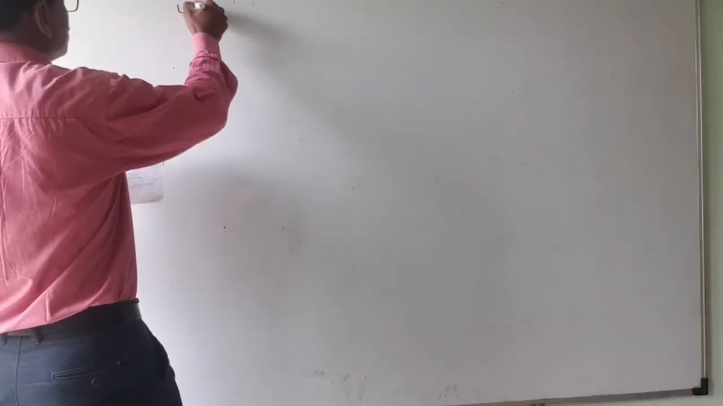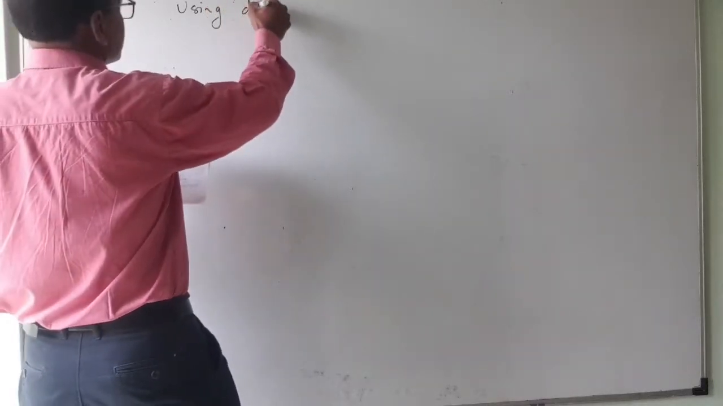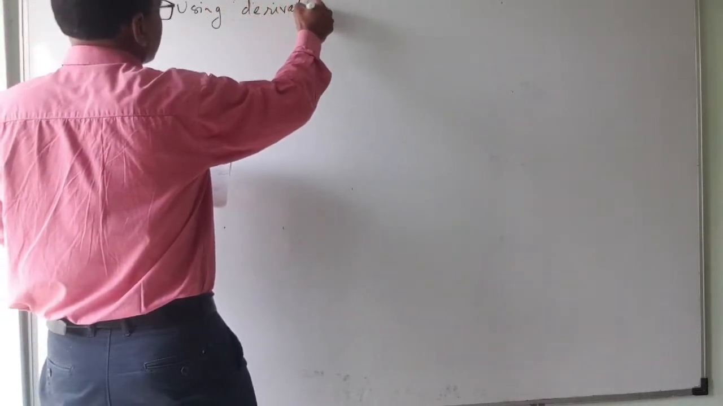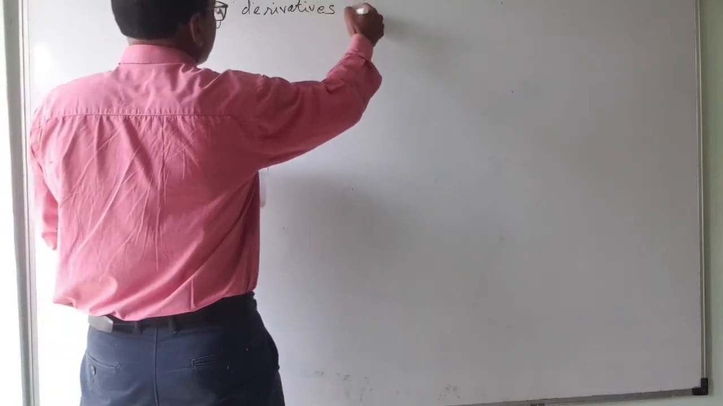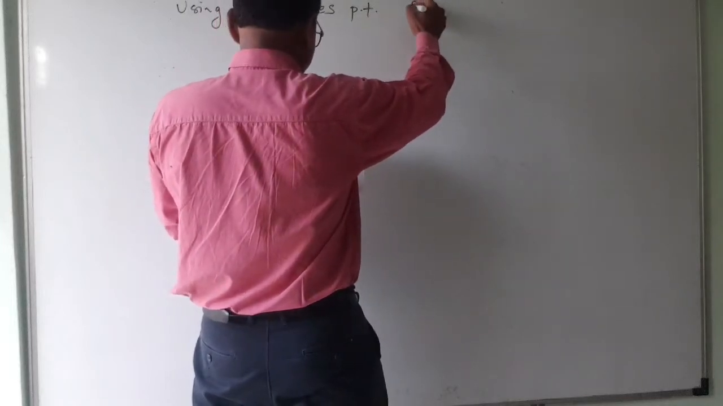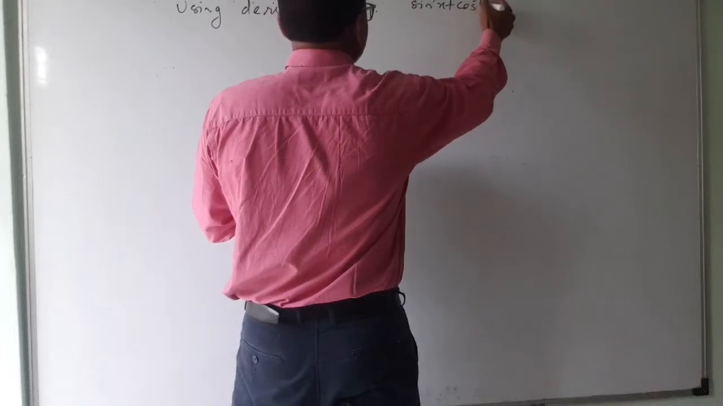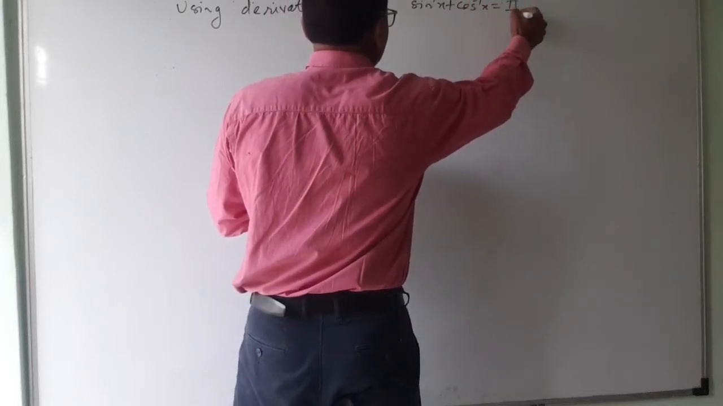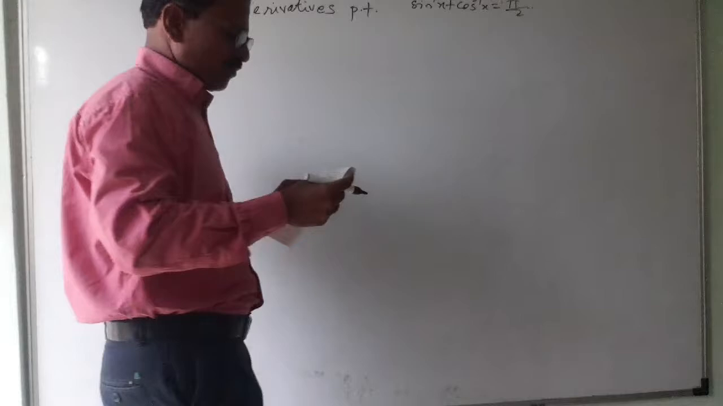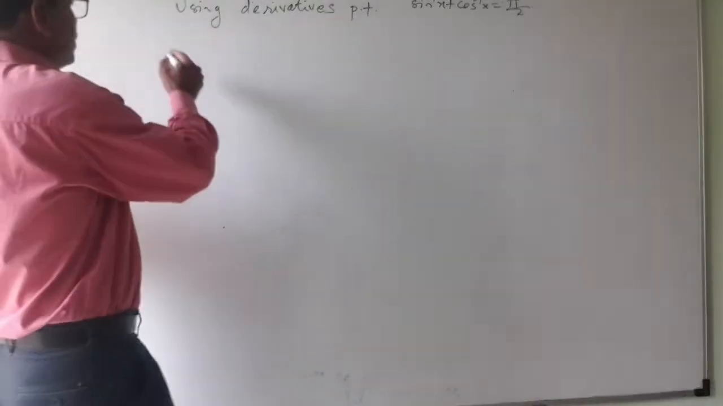Using derivatives, prove that sin inverse x plus cos inverse x is equal to pi by 2. This we have to prove. Now how to prove using the derivative? Solution.